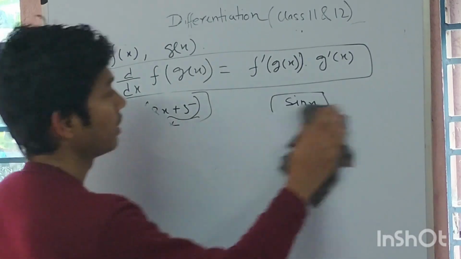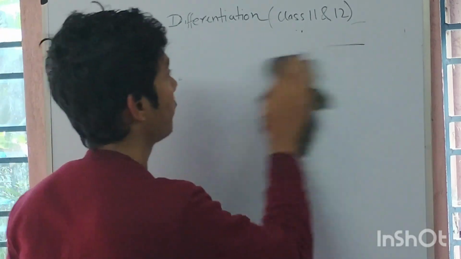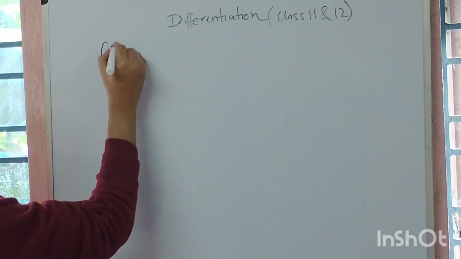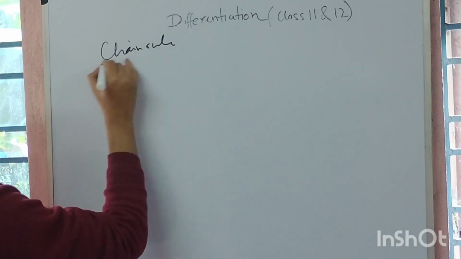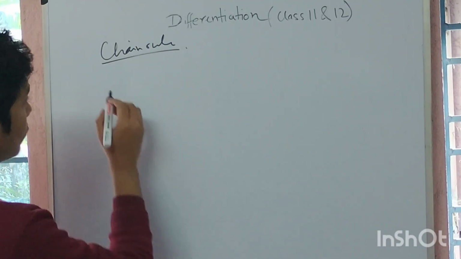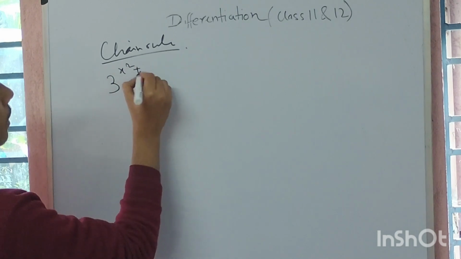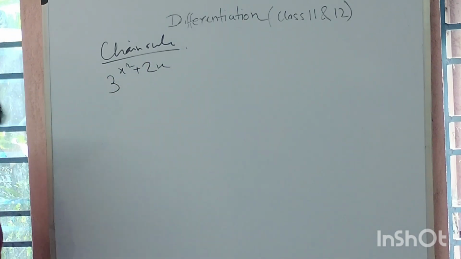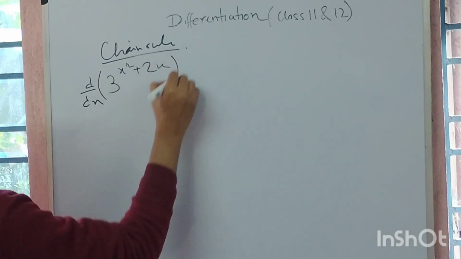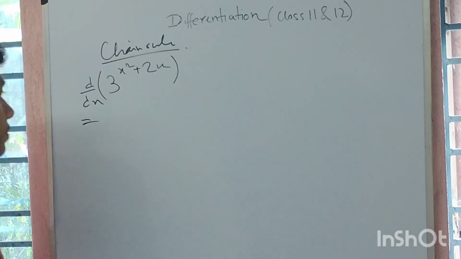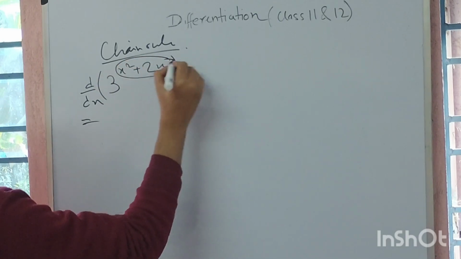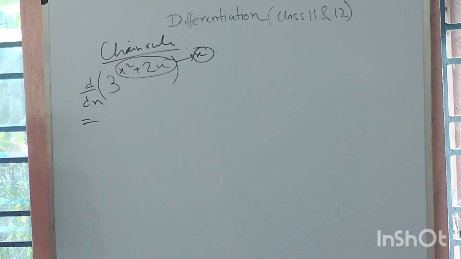Now I am taking another two beautiful examples for the chain rule method. I am basically doing the chain rule. Take this one. What will be its derivative? d by dx of this one. How can you do it? Now take this thing as x.